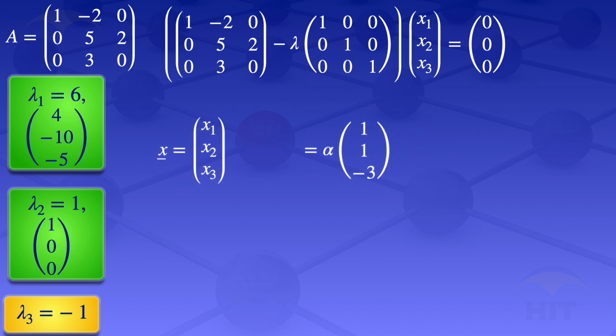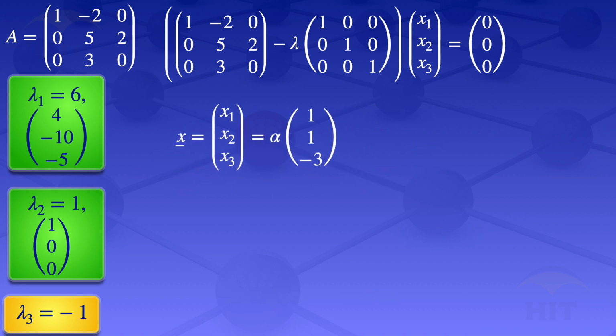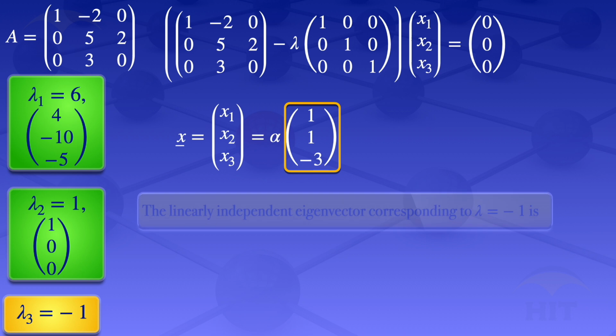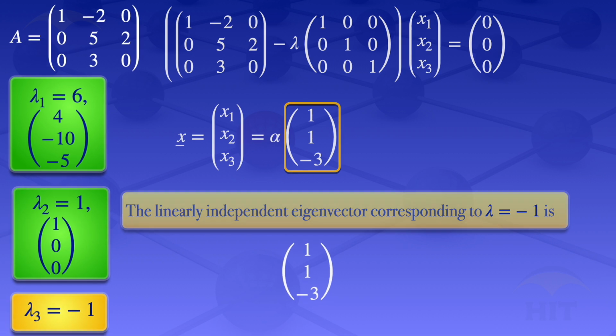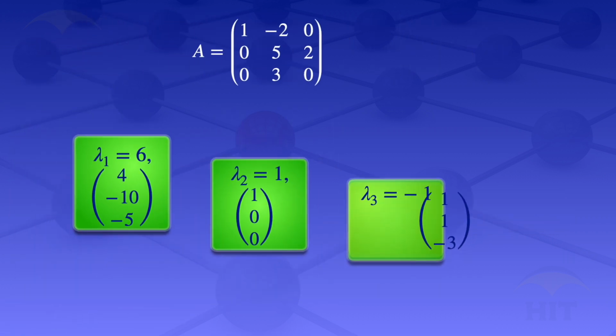So what we are having there is infinitely many eigenvectors. But all these vectors are a scalar multiple of this vector here, 1, 1, minus 3. So what we'll be having there is the linearly independent eigenvector corresponding to lambda equals to minus 1 is 1, 1, minus 3. So I'll go on and write them there.